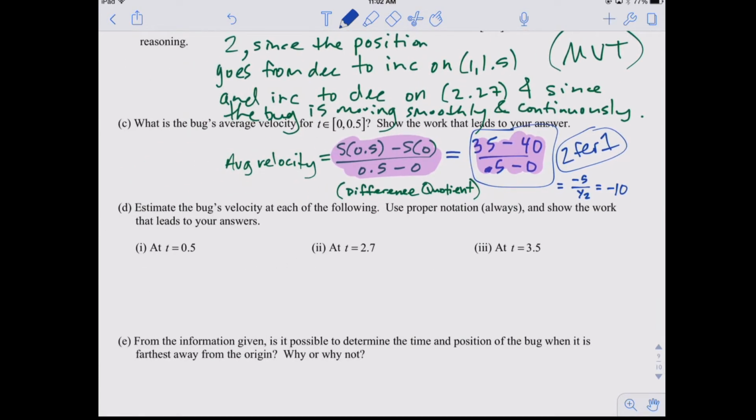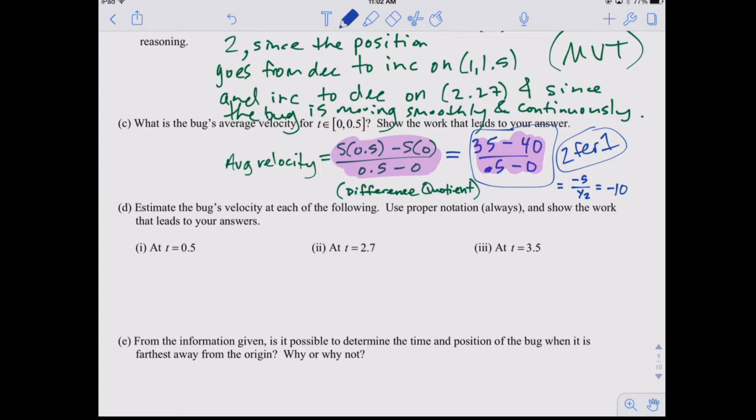But that means that the bug's position was on average what? Increasing or decreasing? Decreasing on average on the interval from 0 to 0.5. And I just broke the tip of my stylus. Yay, me. All right, I want you to do part D then on your own while I repair.